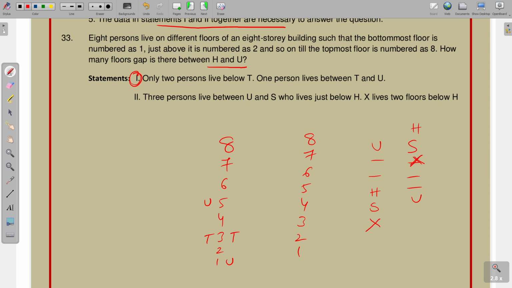Okay, so what is the question here? How many floors gap between H and U? So between H and U, from the first possibility we are getting 2 persons. Okay, between H and U 2 persons.